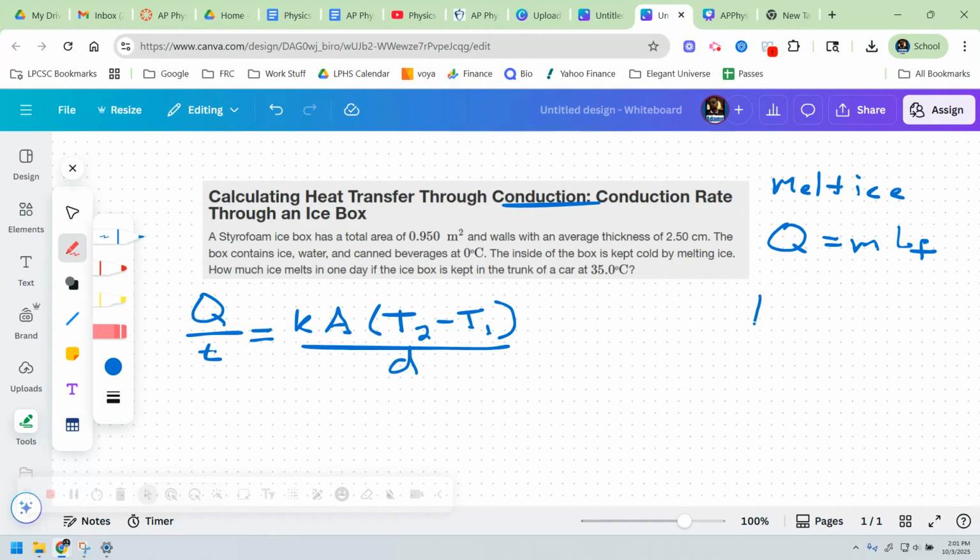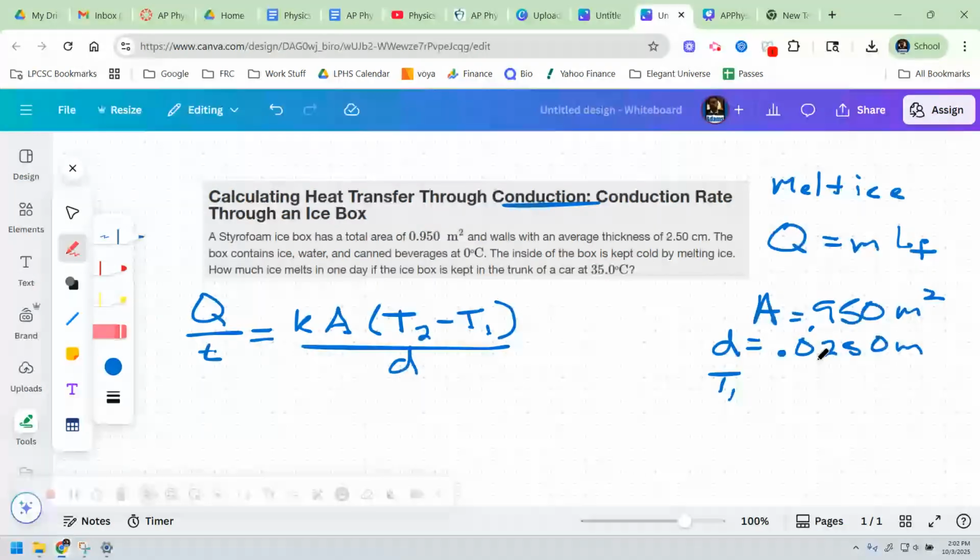So I know that the area is equal to, and because it's in meters cubed, remember we want everything to be in meters, and so area should be meters cubed. Our thickness or distance is 2.5 centimeters, but we need to convert that to meters, so that should be 0.025 meters, right?